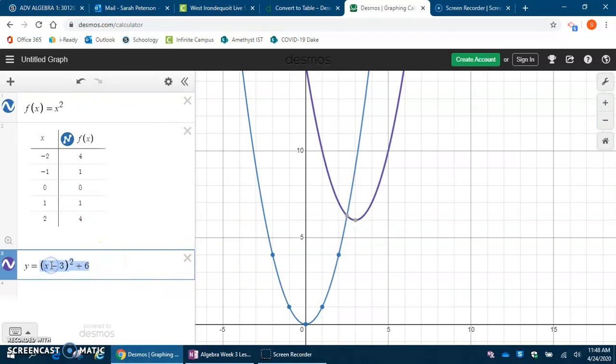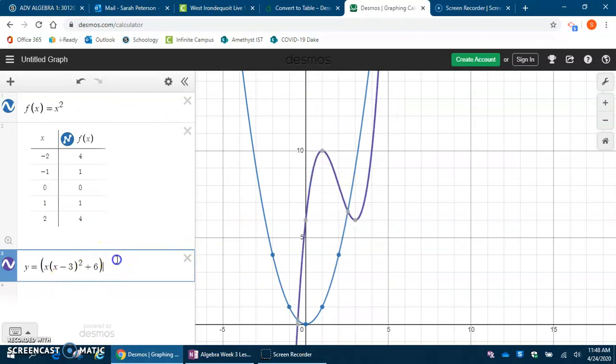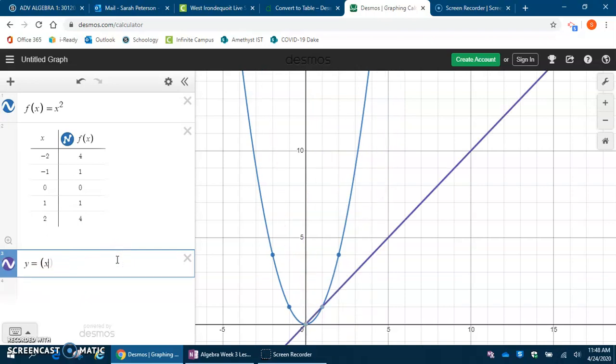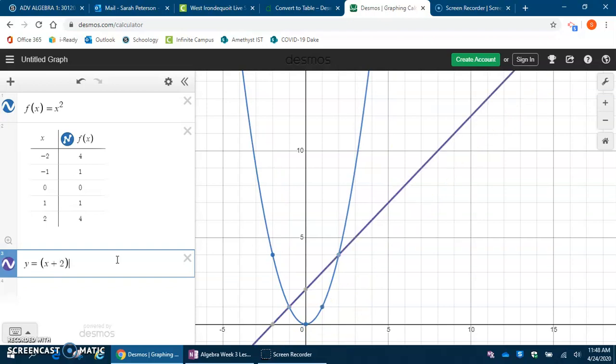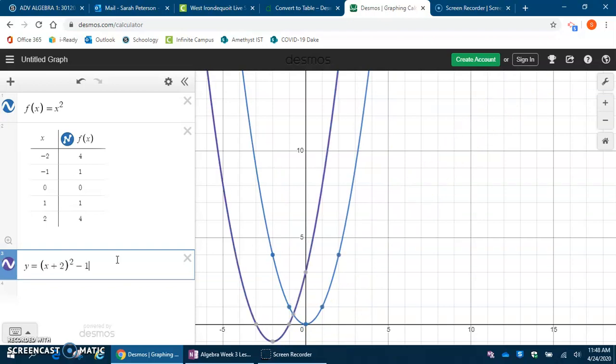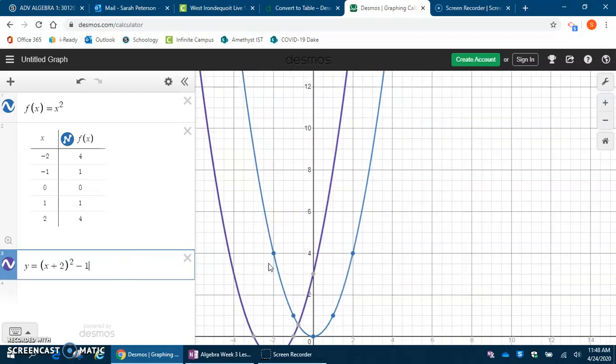So I have x minus x plus 2 squared, and then minus 1. So let's see if it does that.